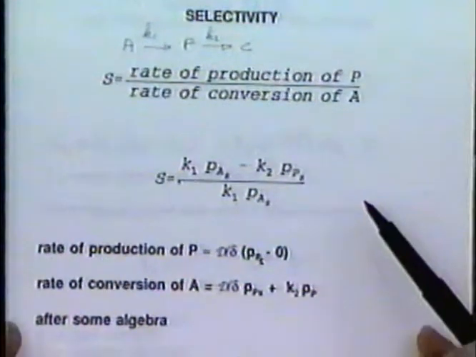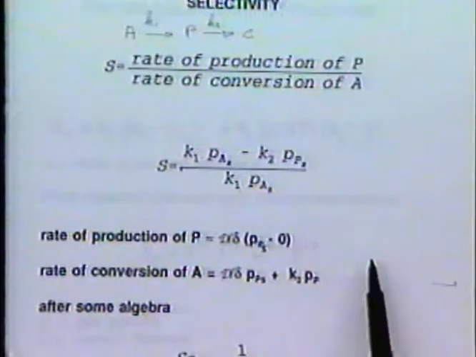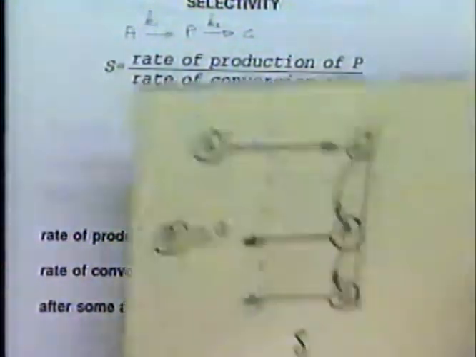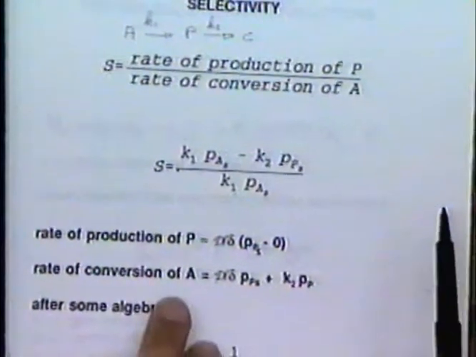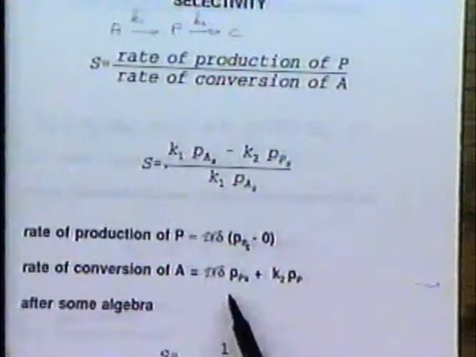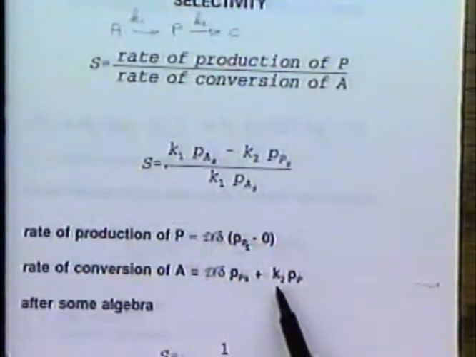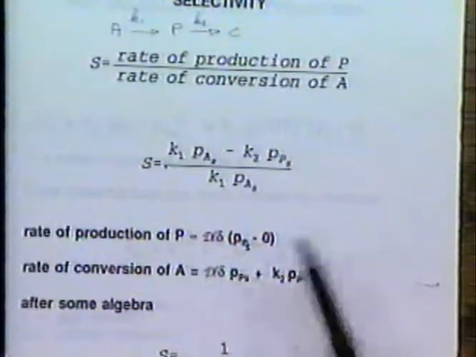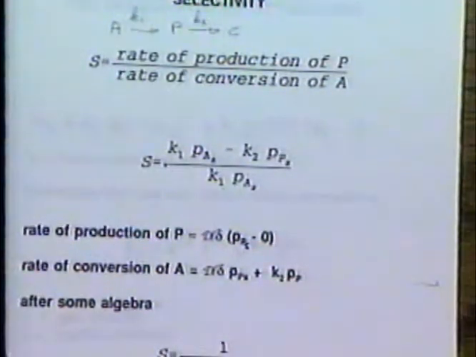Now we can write also for the rate of production of P the rate with which P desorbs from the surface to the main gas flow, the rate for this step. The rate of conversion of A will be the rate at which product P is desorbed plus the rate at which product P is converted to unwanted product C. If we substitute these two terms into this expression, we get an expression for the selectivity, which looks like this.